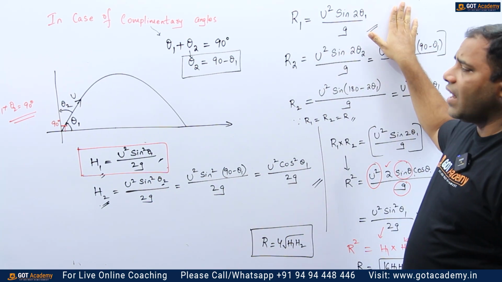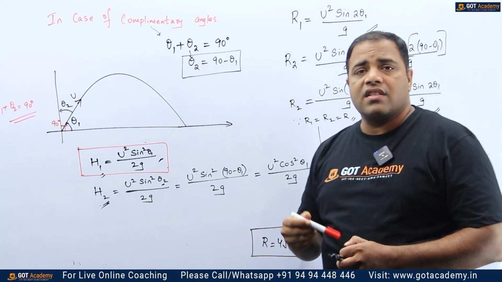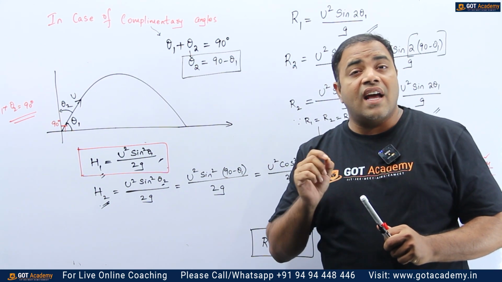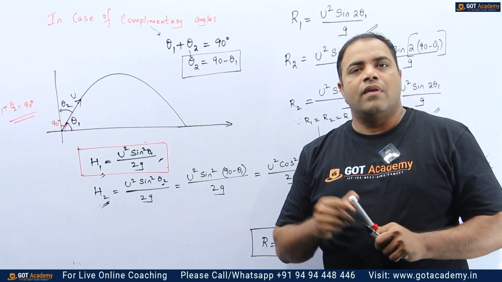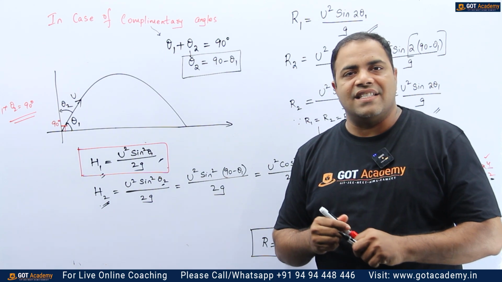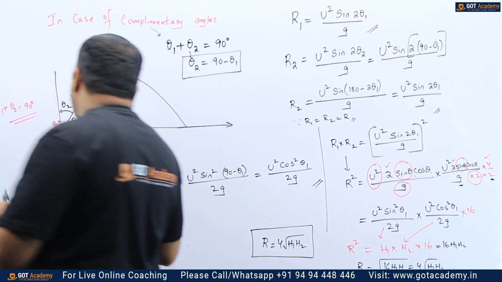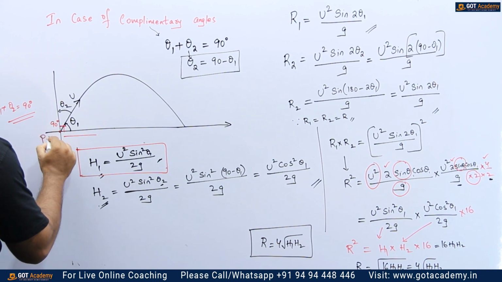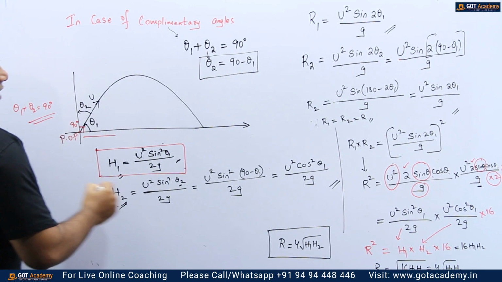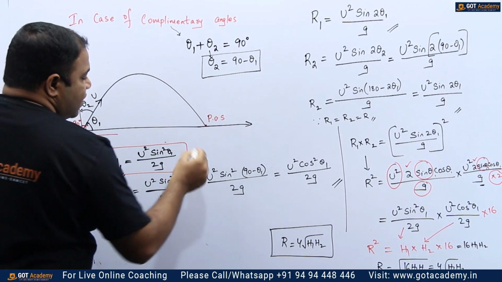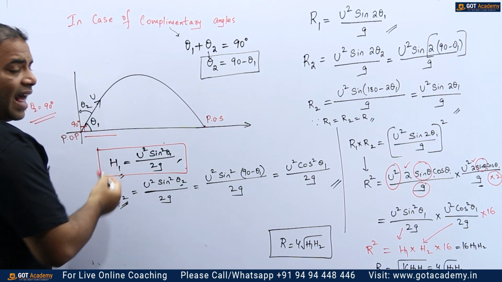Now, coming to the range, what is the range? We discussed yesterday: the horizontal distance covered during the entire journey of the projectile motion is known as range. So here, from here to here. This is the starting point, which we have to call the point of projection, and this is the ending point, which we have to call the point of striking. These things I discussed in the last class.